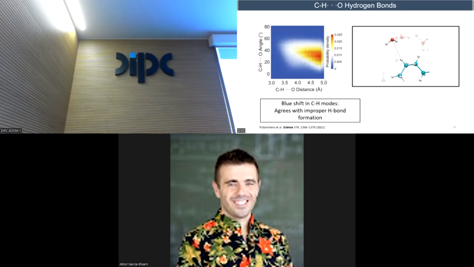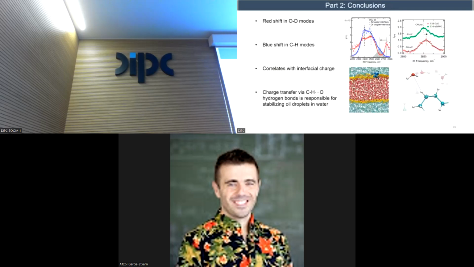So with that, we now have a possible explanation for why oil droplets in water are negatively charged. We are able to show that we can measure the interfacial water and interfacial oil and then correlate those spectral shifts with the charge that we observed on the surface. So the charge really originates from the defects in the hydrogen bonding network of water.